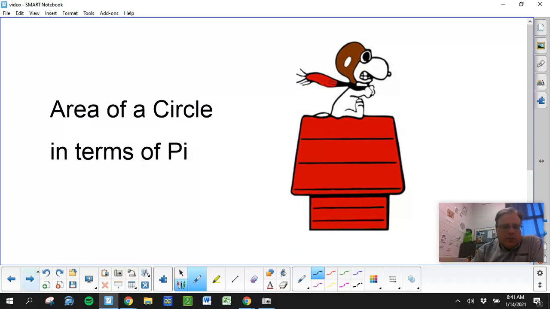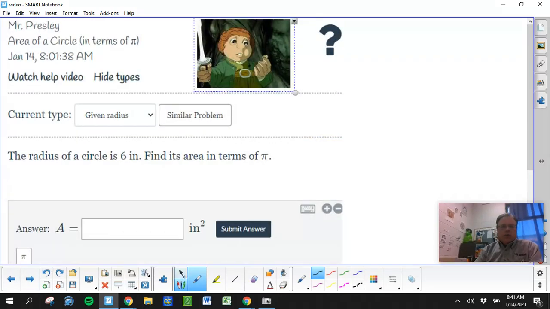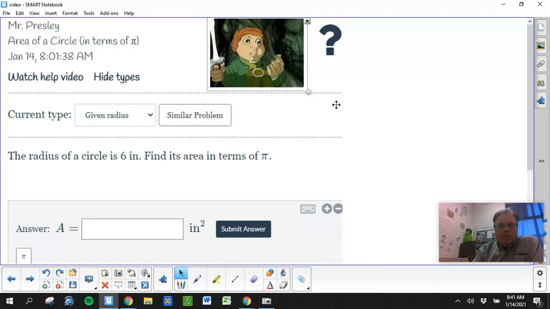All right, Snoopy, take us on. Okay, so we've got Bilbo up there with his magic ring. Ooh. Mr. Presley is trying to get you to find some area today.